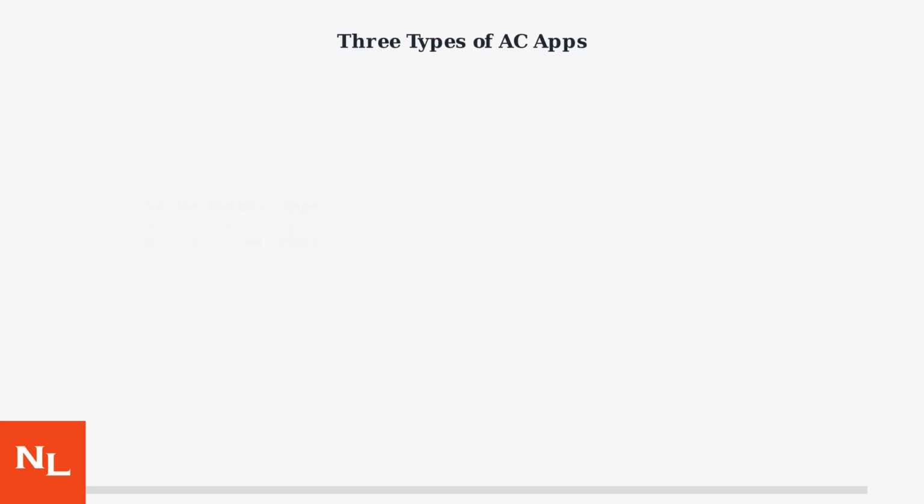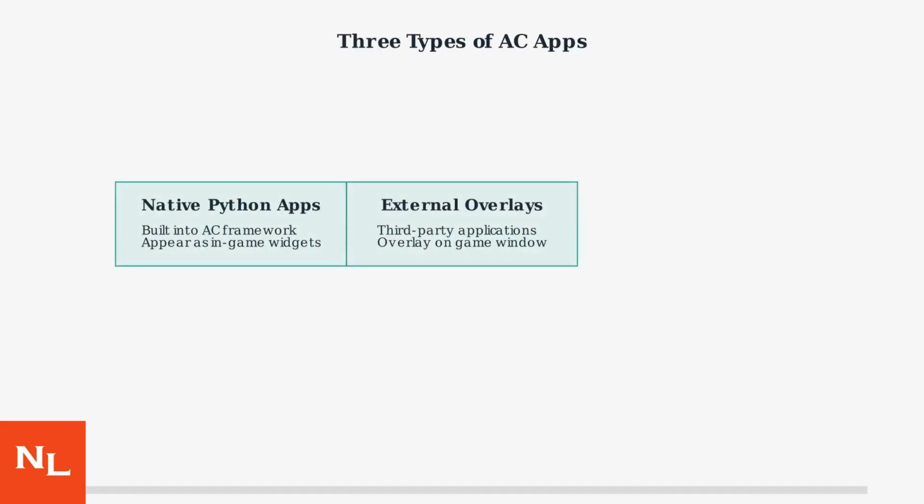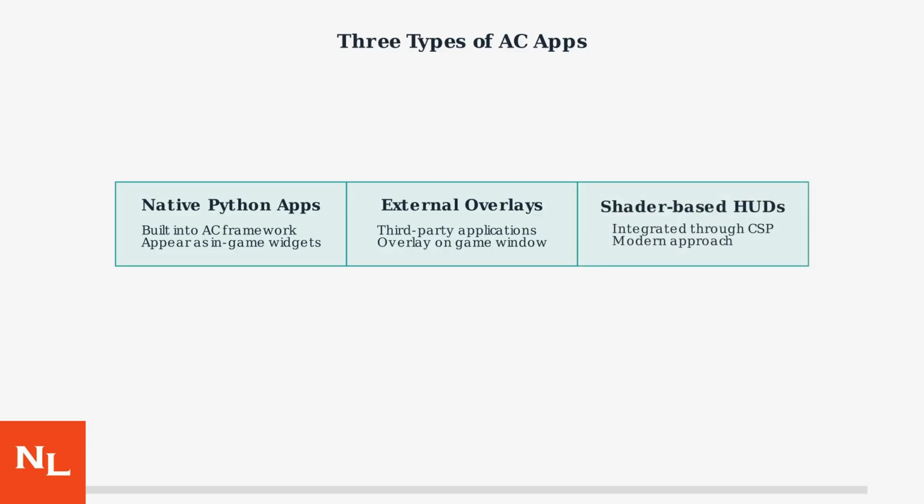To understand why apps fail, you need to know there are three different types of Assetto Corsa applications. Each type works differently and has its own potential issues.